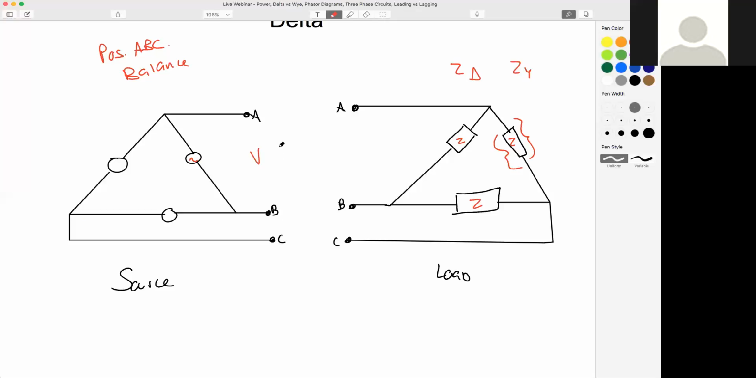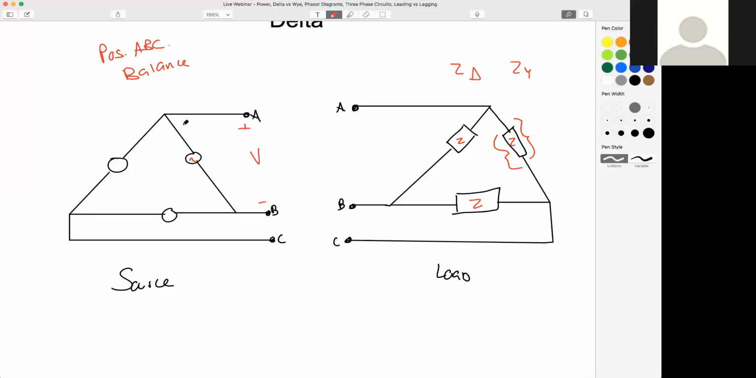Who can tell me directly in the chat? So Alex says positive A. Yep. Who else? Greg said positive A minus B. Okay, good. So then what is the direction of my current, my phase current?